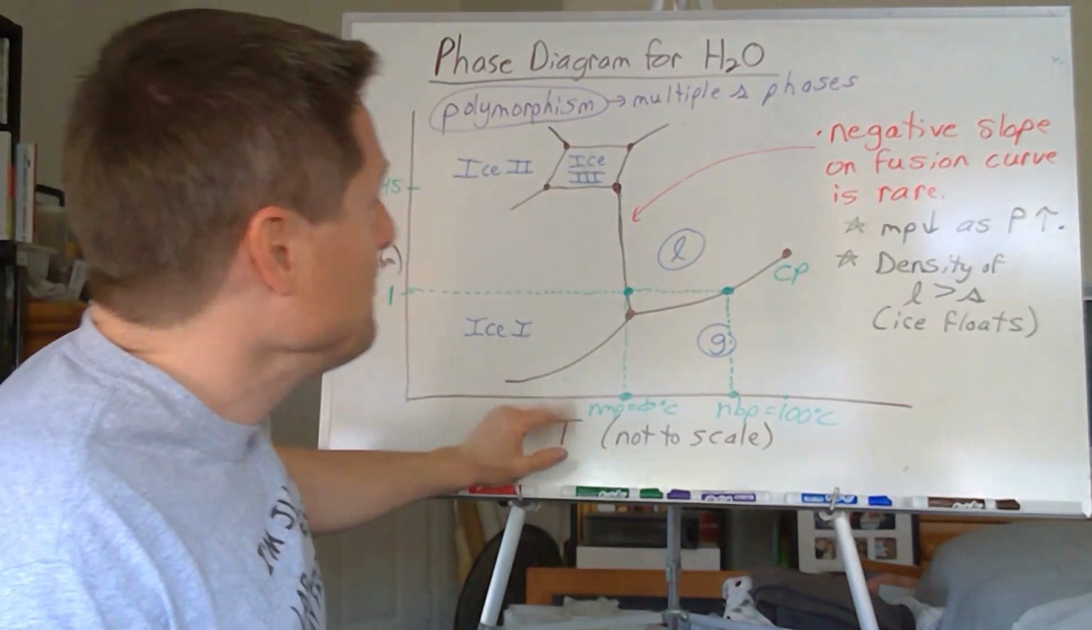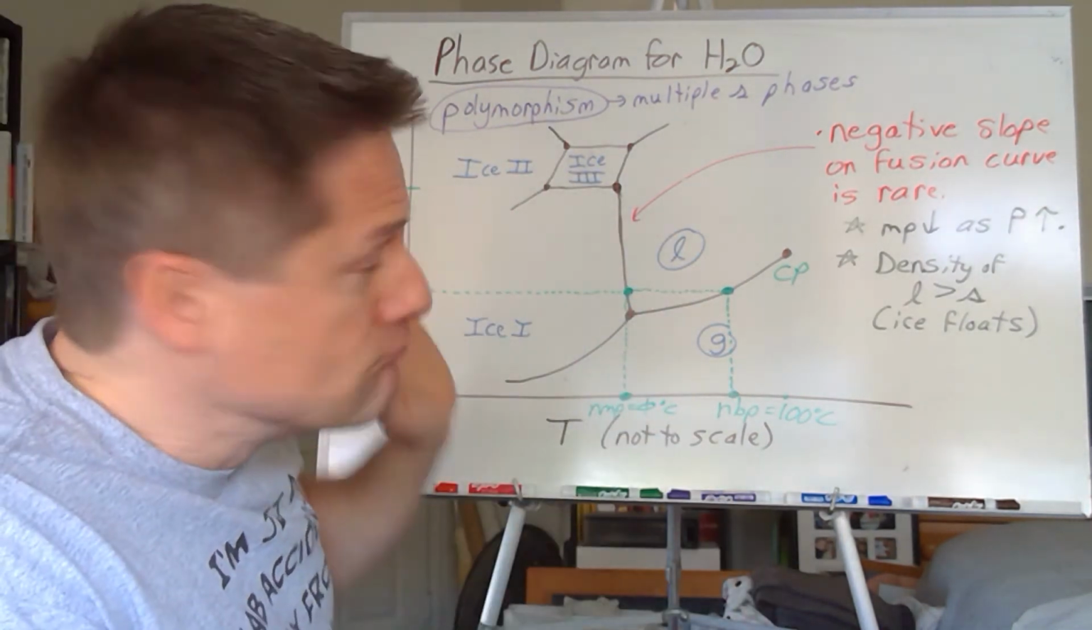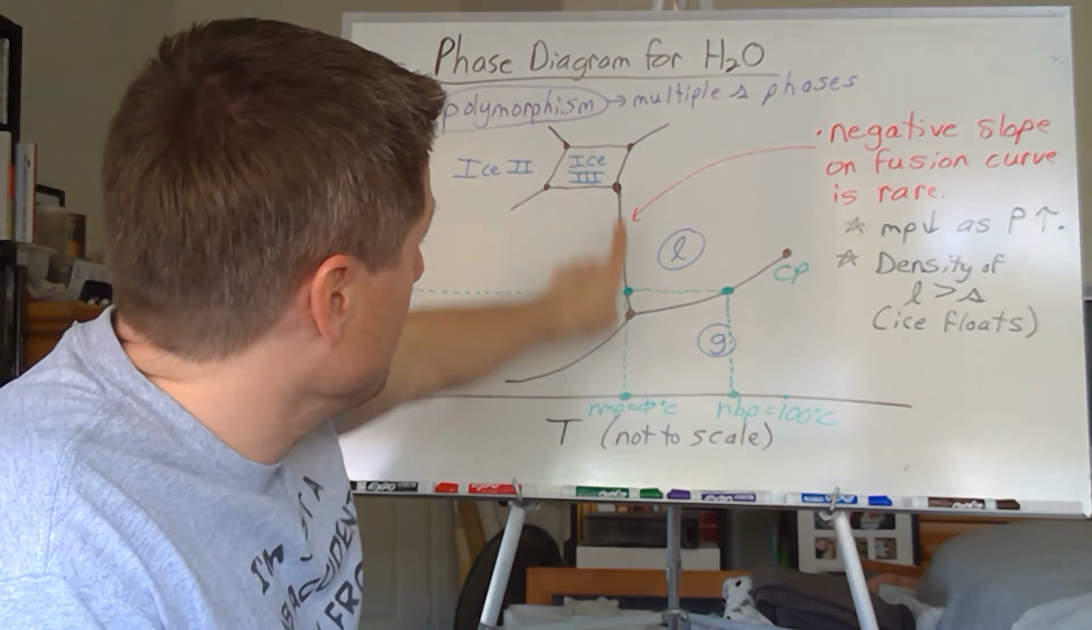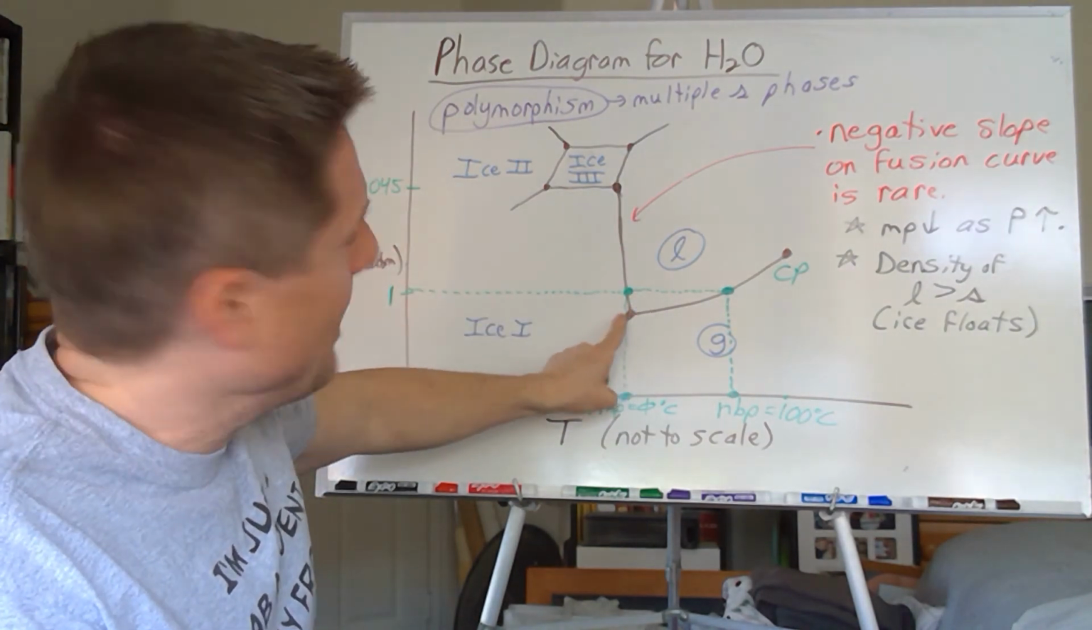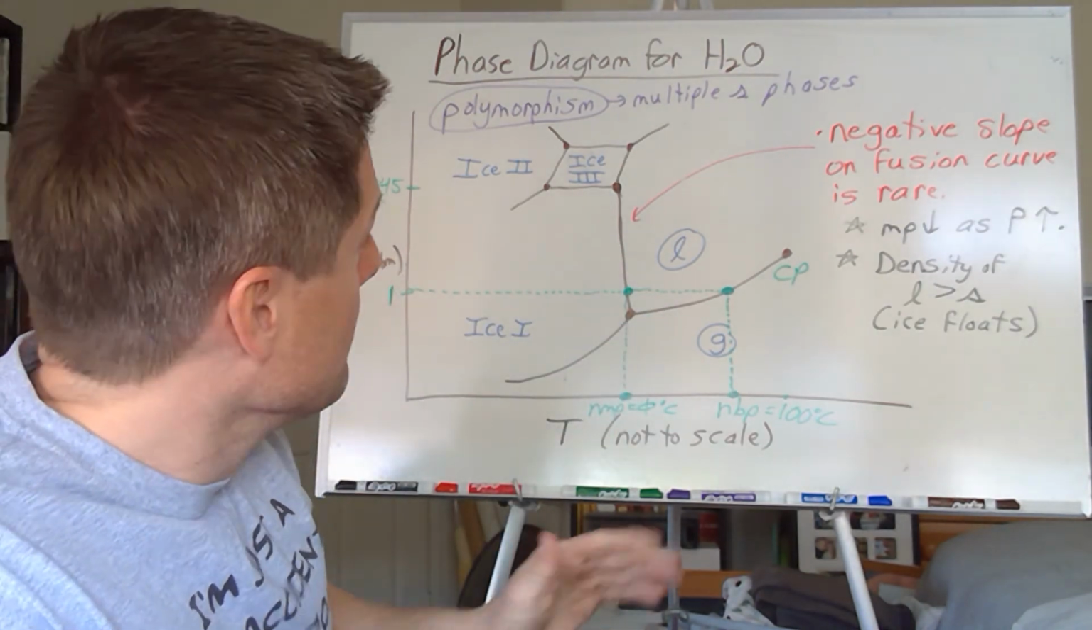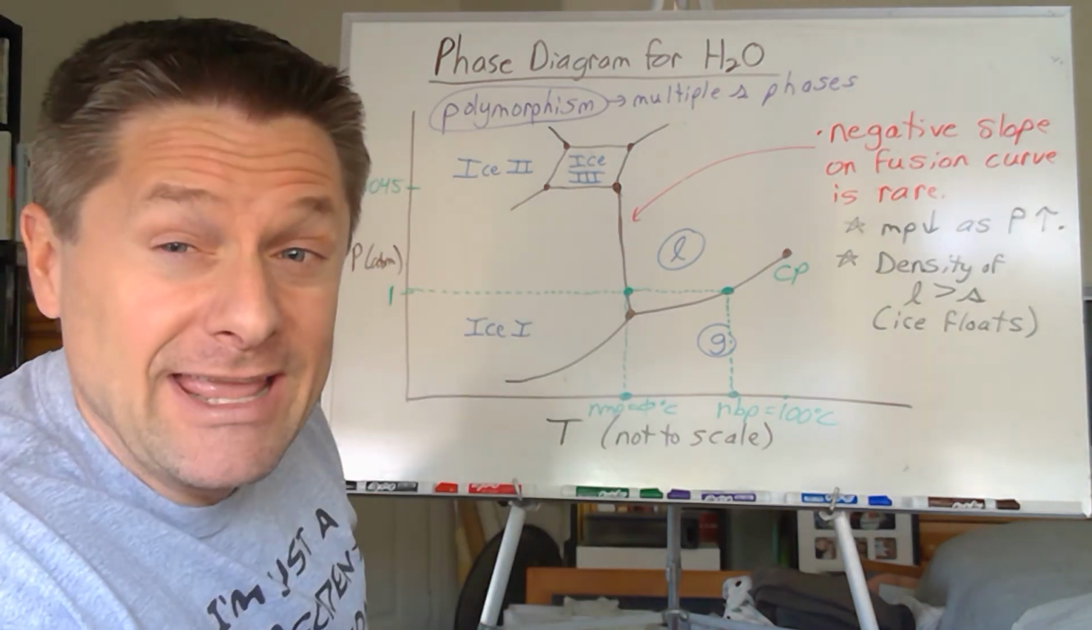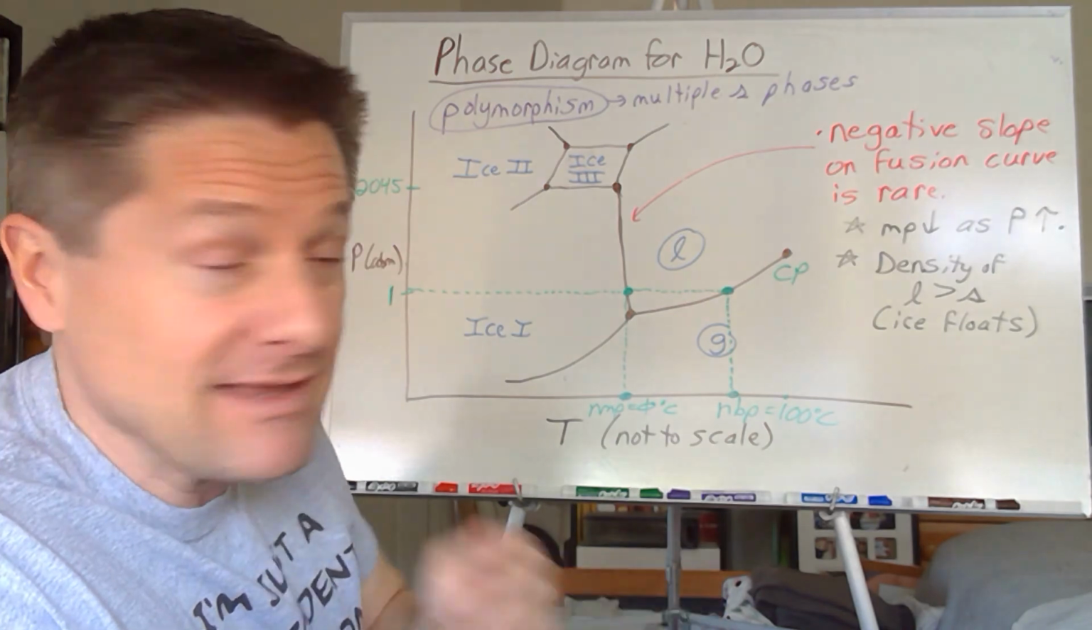So lots of fun. Now, one interesting thing about water, most substances, you're going to see the fusion curve straight up, right? If you're at normal, typical pressures, it'll just be straight up, maybe a slightly positive slope. But with water, it's slightly negative. What? Very few things do this.